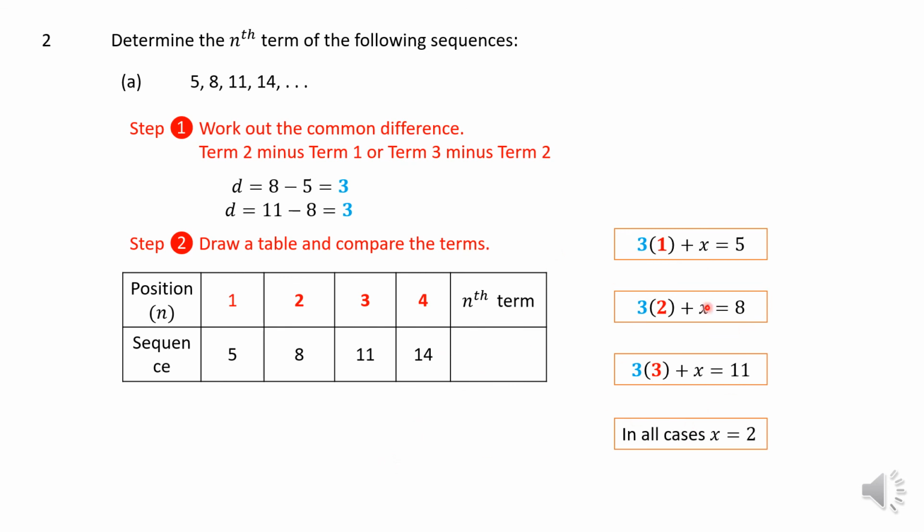So in all the cases, when you solve this, you're going to realize you end up with x equals 2. So my rule is 3n, where n is the position, plus 2. That is how you find the rule. It's trial and error, and you should be able to identify it fairly easily.